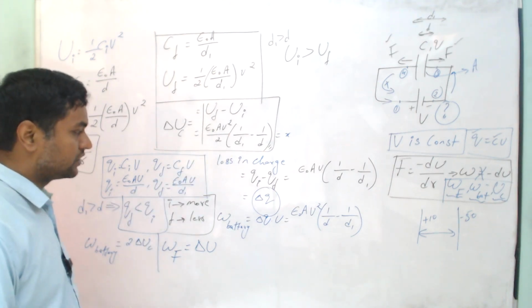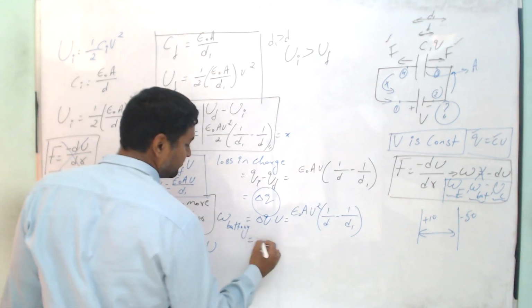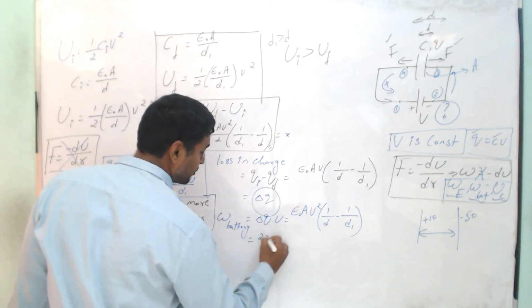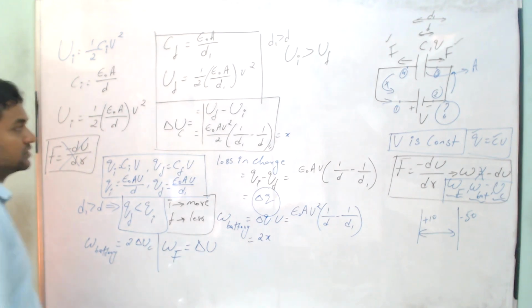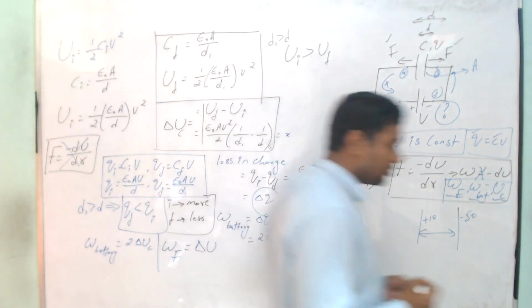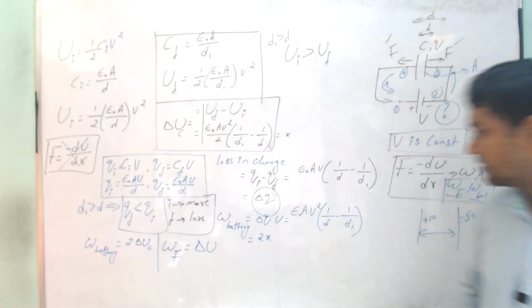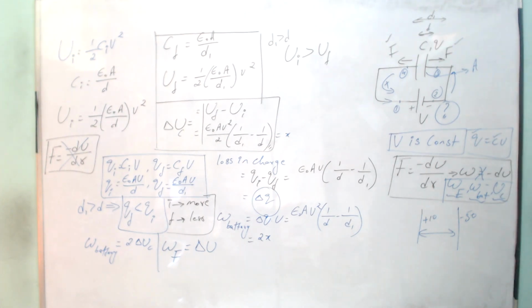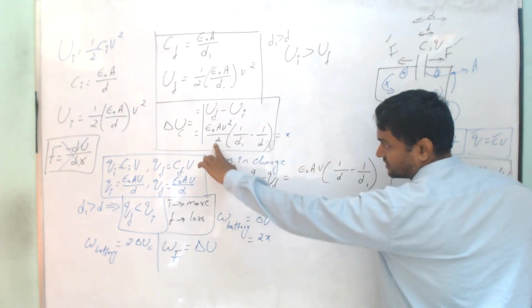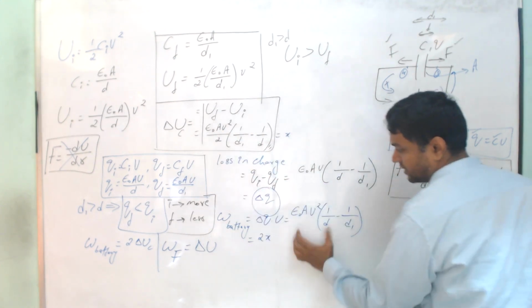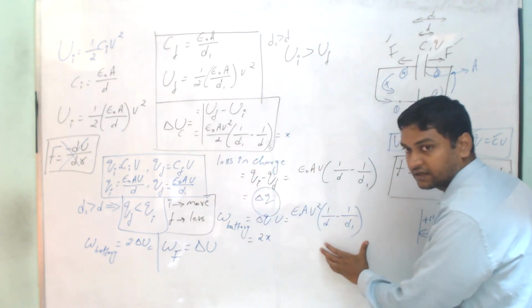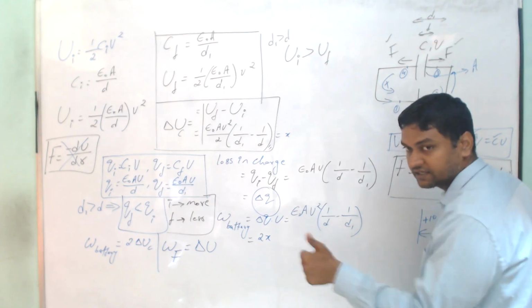Now, how much is the work done across the battery? 2x. So, capacitor gave how much? Is this correct? If this fellow is x, I'll multiply this by 2, I'll get this, and it will be 2x. Is this clear?